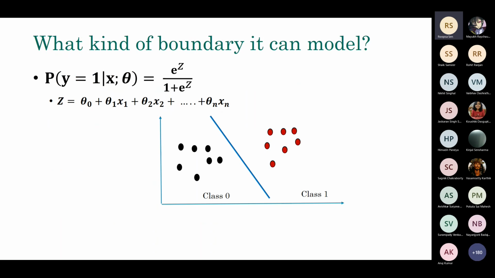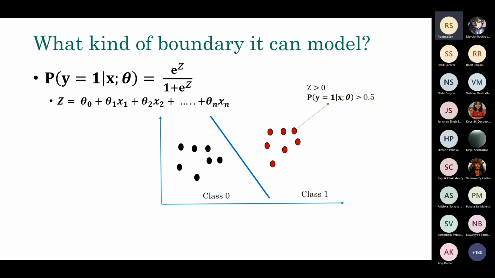What kind of boundary can it model? Can it model all kinds of boundary? No, it cannot. Why? Because you look at the structure of z: it is a linear combination of the feature values, basically a linear function. So it can model a linear decision boundary, the decision boundary you are seeing in blue. On one side you have one class, on the other side you have the other class. Because of the nature of z, you cannot go beyond that.